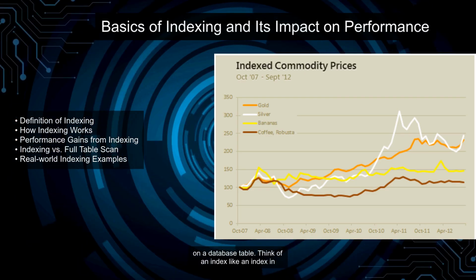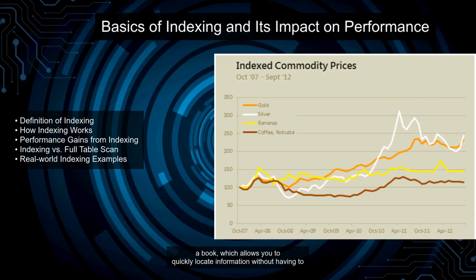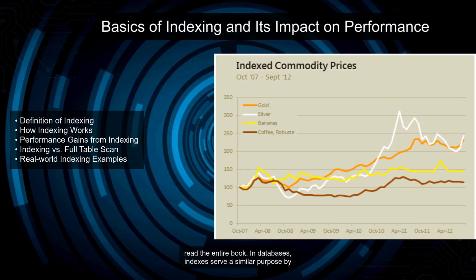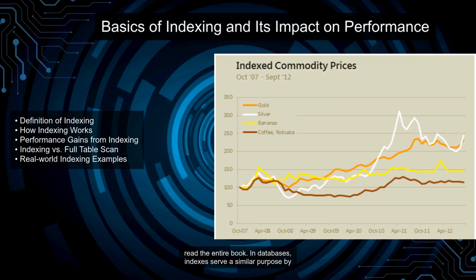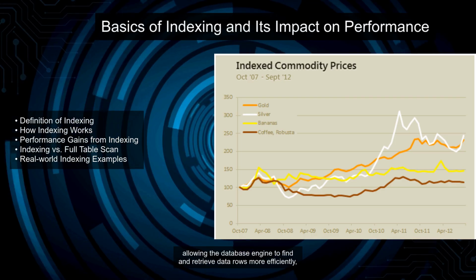Indexing is a technique that improves the speed of data retrieval operations on a database table. Think of an index like an index in a book, which allows you to quickly locate information without having to read the entire book. In databases, indexes serve a similar purpose by allowing the database engine to find and retrieve data rows more efficiently, which can lead to dramatic performance gains.